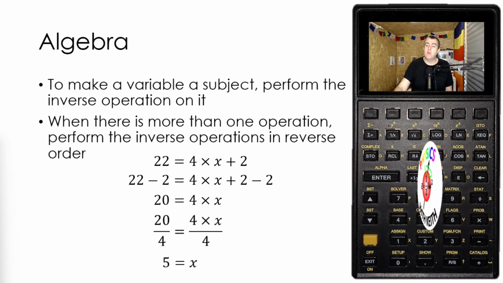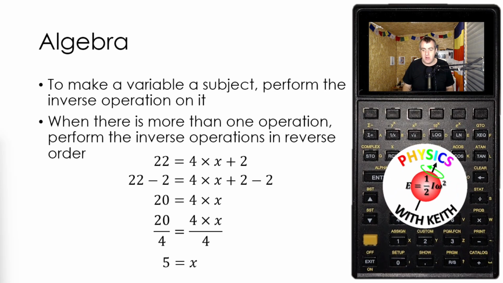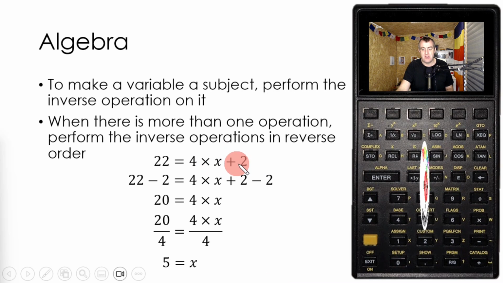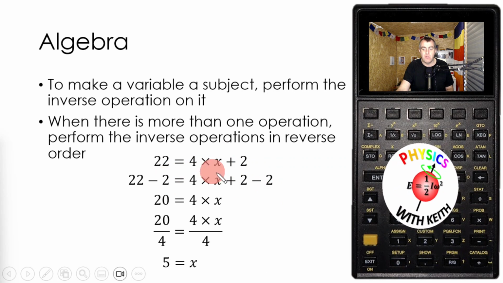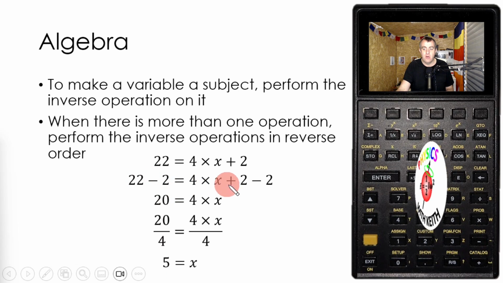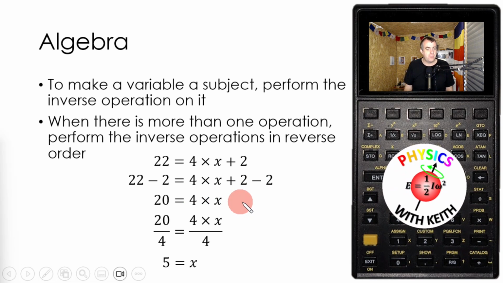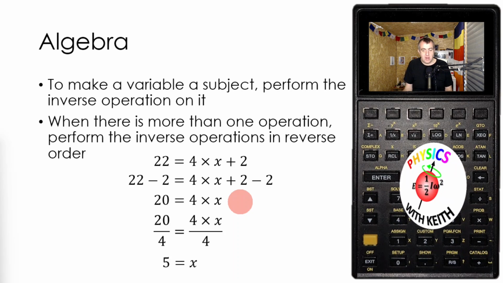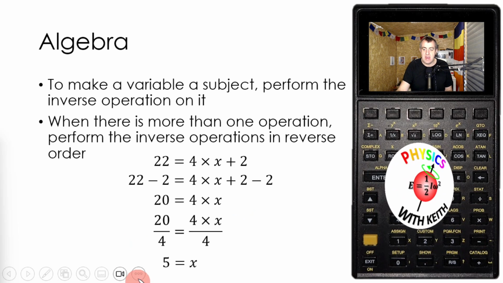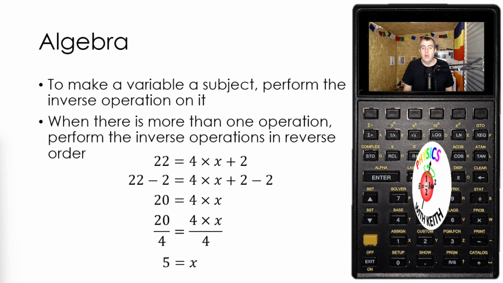So what are we going to do? Well, first of all, we're going to do the opposite of the last thing that was done to our variable. Our variable was multiplied by 4, and then it had 2 added to it. So we subtract 2 from both sides. 22 subtract 2 becomes 20, and all of this subtract 2 just becomes 4 times x. Now, what's the opposite of multiplying x by 4? It's dividing by 4. So we do that to both sides to get 5 equals x. In the early days of doing algebra, you really do want to lay out all of those steps.